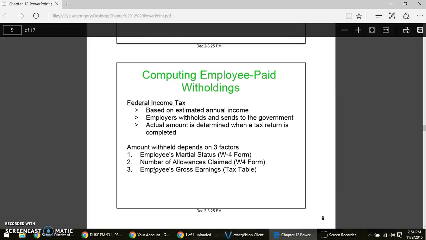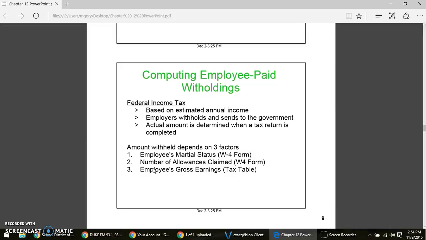Now, computing employee paid withholdings is different per employee and per amount of earnings. When it comes to federal income tax, it's based on estimated annual income. An employer is also going to withhold and send it to the government. And the actual amount is determined when a tax return is finally completed. So that is how taxes are paid when it comes to the federal income tax.